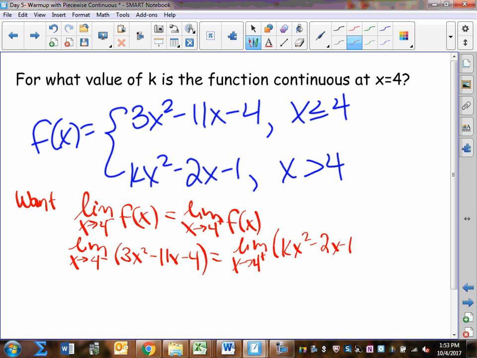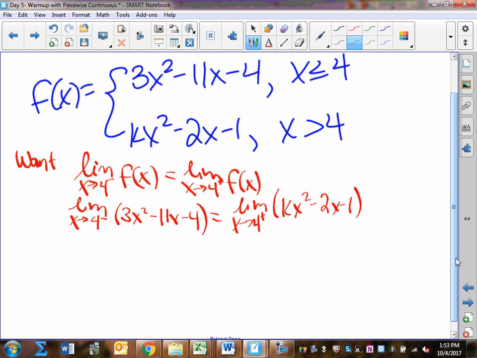I know some of us also struggled with knowing what to do when we were setting equals, so hopefully this helps out with that. And now can I go ahead and do direct substitution here? Yeah. Take your 4, put it in. 3 times 4 squared minus 11 times 4 minus 4. And can I do direct substitution over here?